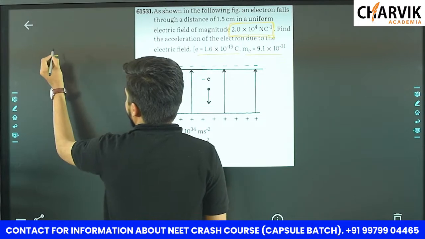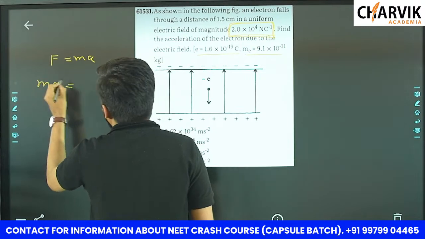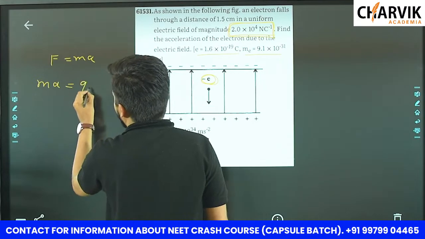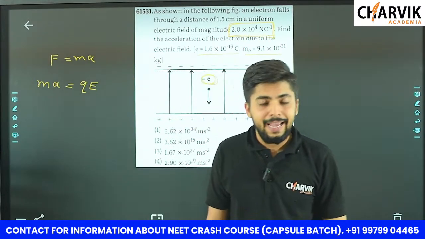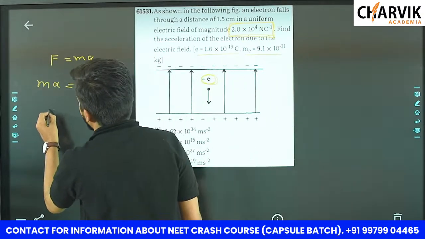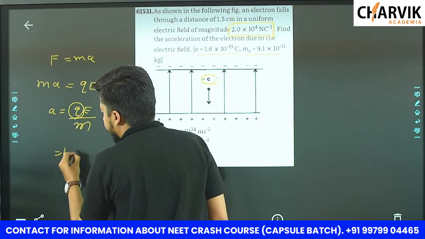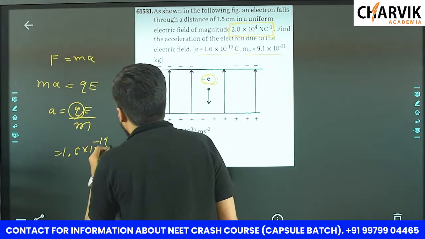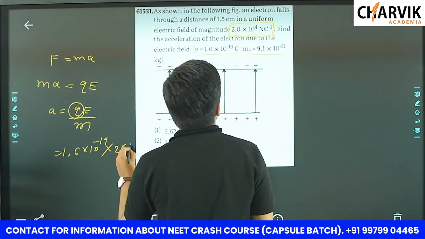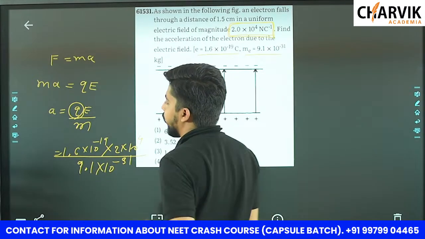For that we can say force applied is equal to ma. Because it is a force due to the electric field on the electron, this force ma will also be equal to qE. And now they are asking you to find the acceleration. Just simply make acceleration the subject. So acceleration will be qE divided by m, where q, you know, is 1.6 into 10 raised to minus 19. The value of the electric field is given, 10 into 10 raised to 4, divided by mass, which is 9.1 into 10 raised to minus 31.